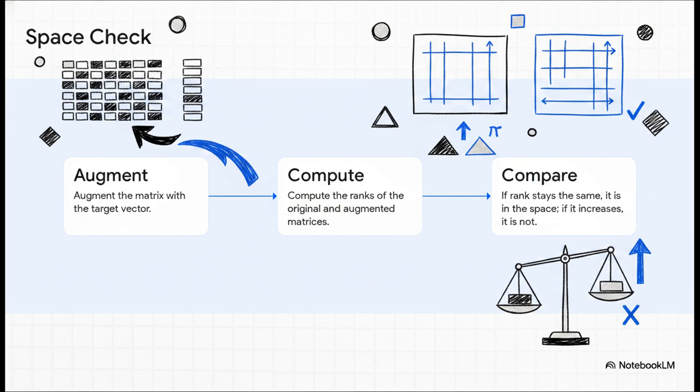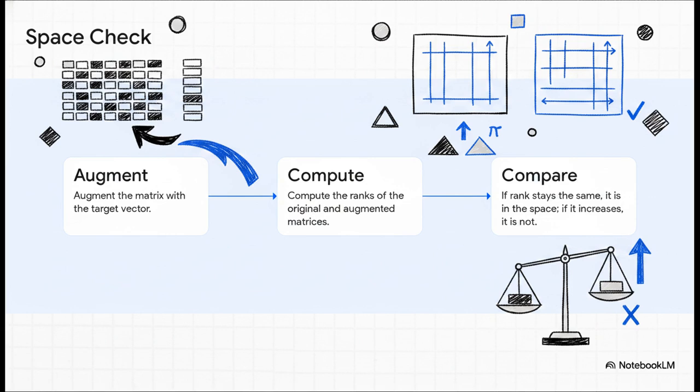Step 1, you augment the matrix with the vector. Literally just stick it on the right side. Step 2, you compute the rank of the original matrix and then the rank of your newly augmented matrix. And finally, step 3, you just compare the two. If the rank stays the exact same, that new vector was totally redundant and already lives in the column space. But if the rank increases by 1, boom, that vector brought completely new information to the table and sits squarely outside the space.